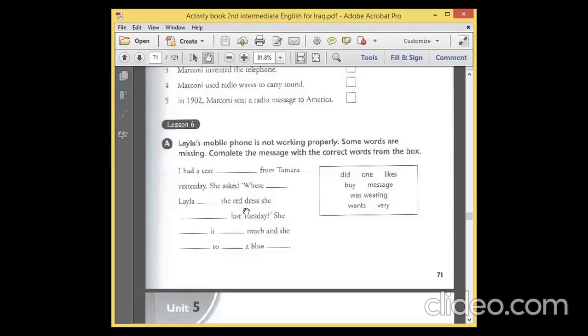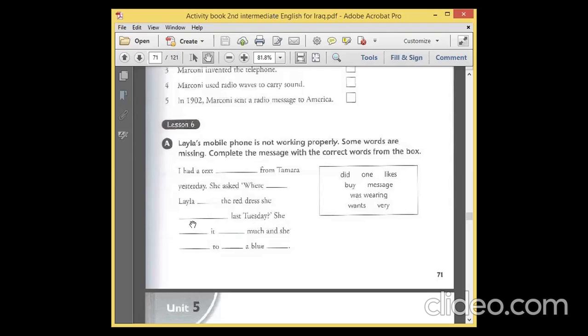Okay, buy. First one here we said message. Did buy here. No, the dress she last Tuesday. What? Yes, she was wearing. So, where did Layla buy the red dress she was wearing last Tuesday?